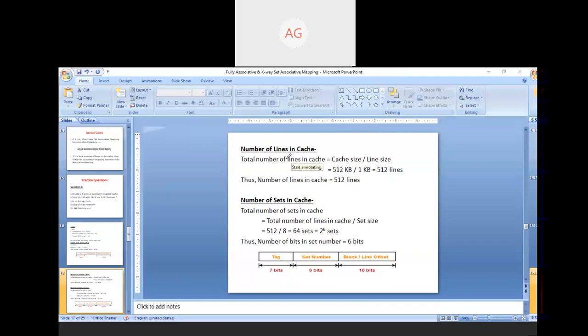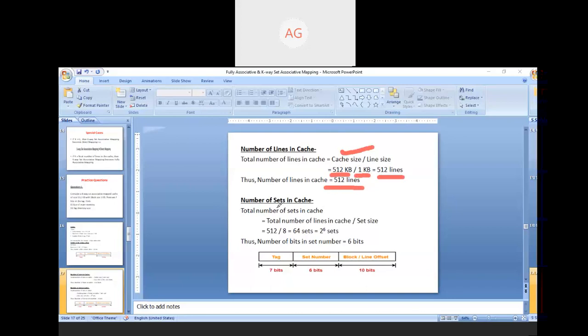The number of lines in the cache can be found by using the formula cache size divided by line size. The cache size is given to us in the question, which is 512 KB, and line size is 1 KB, which is already given in the question. So the number of lines in the cache is 512 lines. So the total number of lines in the cache is 512 lines.